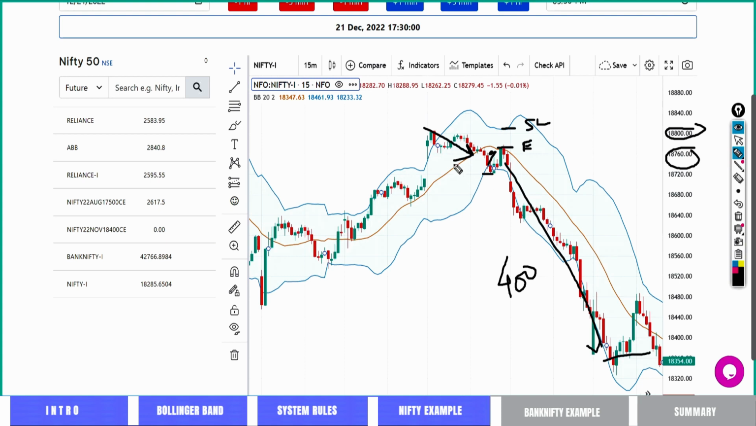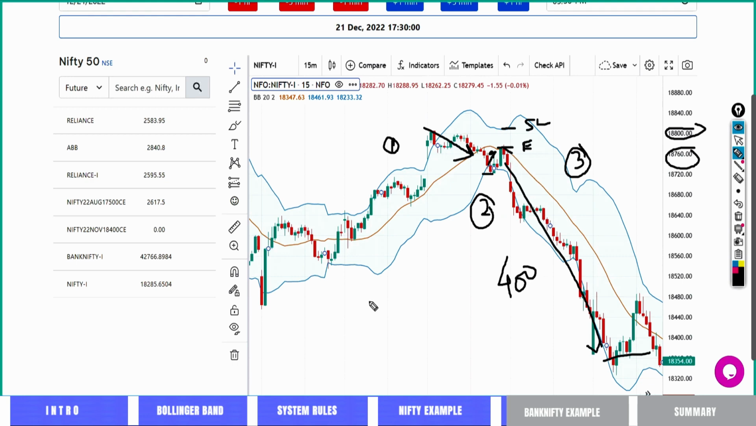And again, the first thing we are looking for is the trend. So we can see that the Nifty was going down. The second thing is we are looking for a pullback. So we can see that the pullback happened here. Then the third thing is we are looking for a support or resistance on the middle line. And that is when we take an entry with a very small stop loss. So those were some of the trades on Nifty.